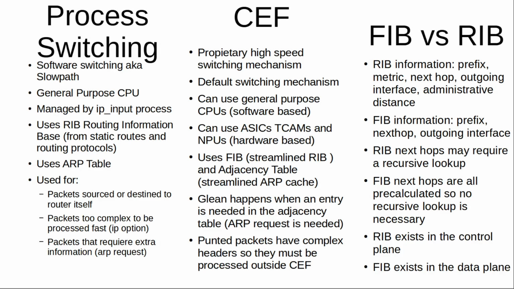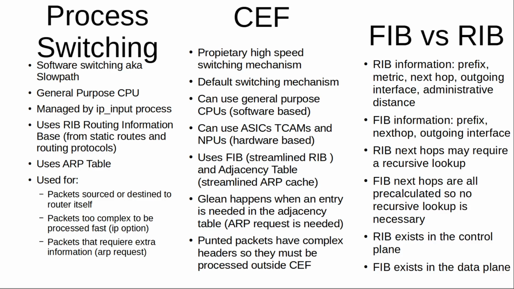Now, let's make a comparison between the FIB and the RIB. The RIB is information that includes the prefix, metric, next hop, outgoing interface, administrative distance, and so on. Whereas the FIB is streamlined information. It will only contain the prefix, the next hop, and the outgoing interface. And if you think it over, if you are creating a fast switching mechanism, do you really need to have the administrative distance of each route in order to switch packets?